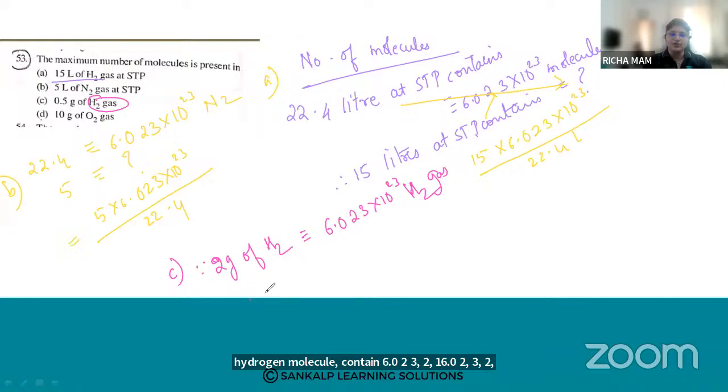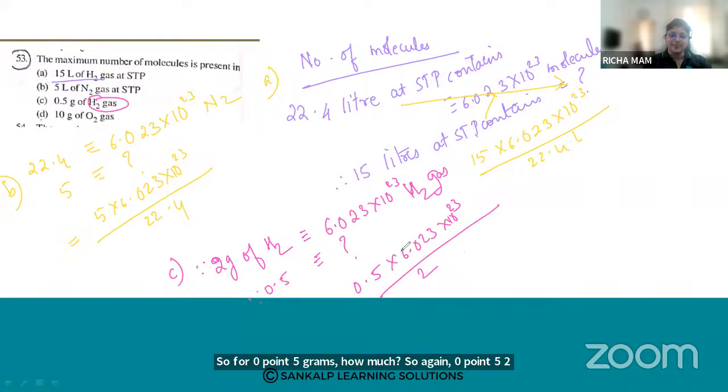So for 0.5 grams, how much? Again, 0.5 × 6.023 × 10^23 divided by 2 grams. Again, calculate for this also.